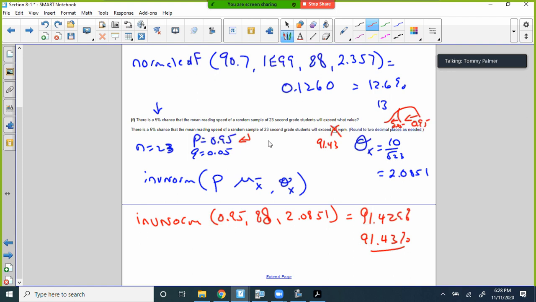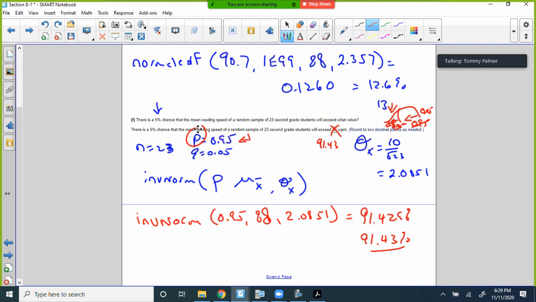If I look at that, this would be 0.95 and this would be the 0.05 up here, and we're needing that. The area to the left is what the inverse norm is going to give us. Okay, so there. Any questions?